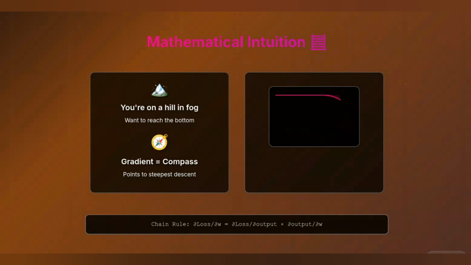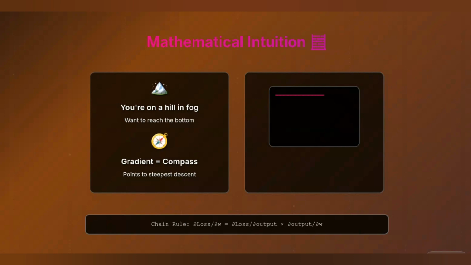Imagine you're standing on a hill in thick fog, and you want to reach the bottom. You can't see far, but you can feel which direction is steepest downhill. Gradient descent works similarly. The gradient tells us which direction to adjust each weight to reduce the loss most quickly. It's like a compass pointing toward better performance.